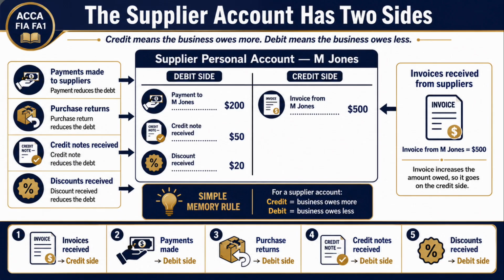For a supplier account, think like this. Credit means the business owes more. Debit means the business owes less. This is one of the most important rules in this lesson.